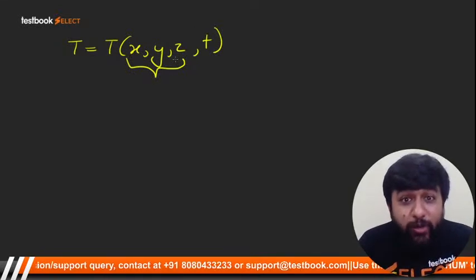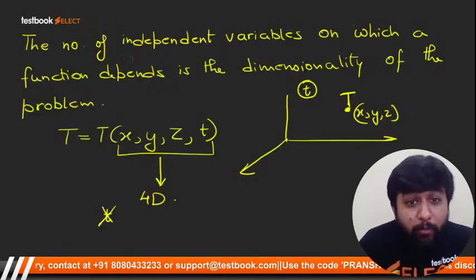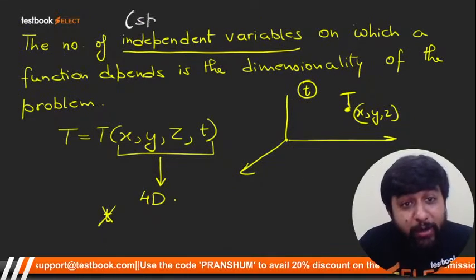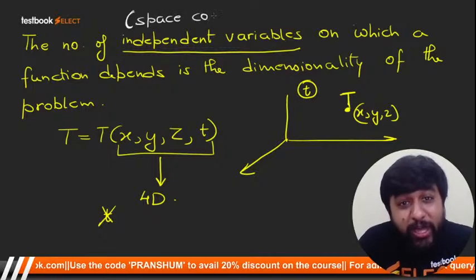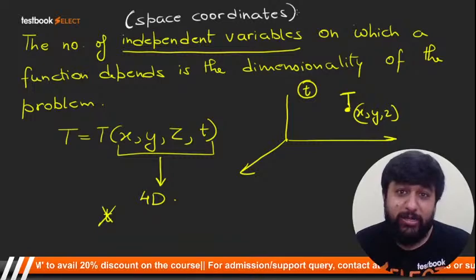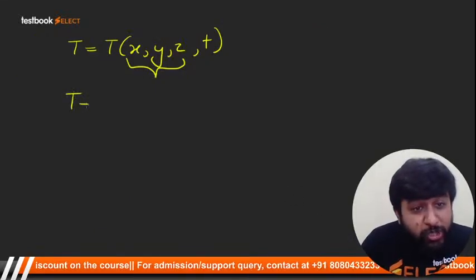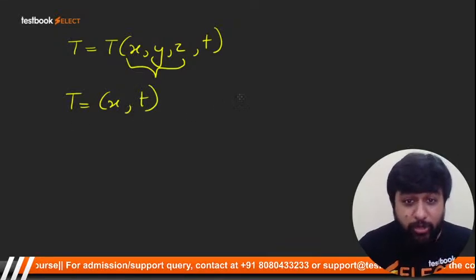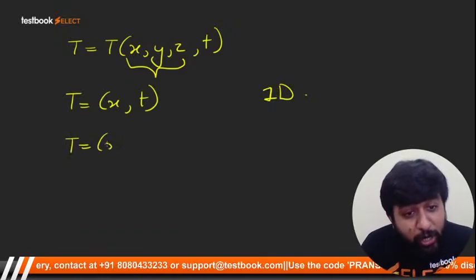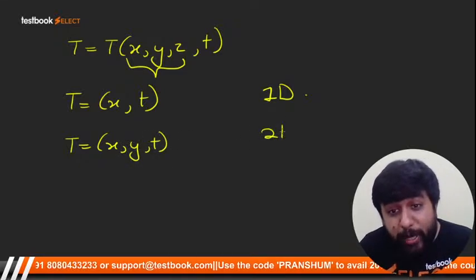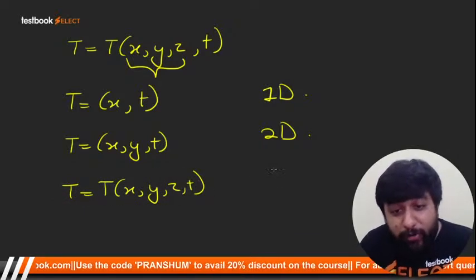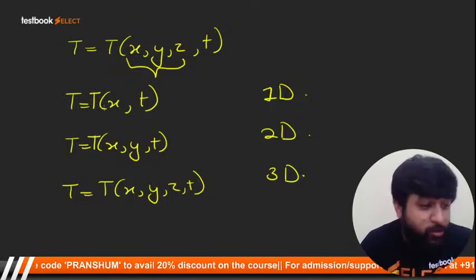So your better definition will be the number of space coordinates. Instead of independent variables, if I write down space coordinates, that would be a better definition. The number of space coordinates on which a function depends. Okay? So suppose temperature is a function of x only and time. So this will be called a 1D function because temperature depends upon only one coordinate. Temperature is a function of x, y and time. So it depends upon two space coordinates. So 2D. Temperature is a function of x, y, z and time. So it will be a 3D function because it depends upon three space coordinates.